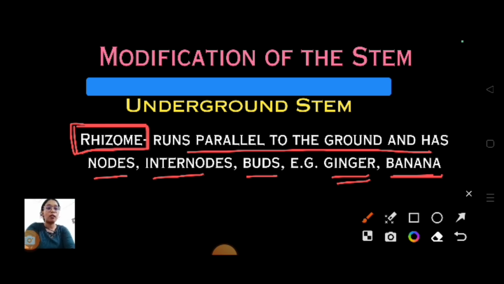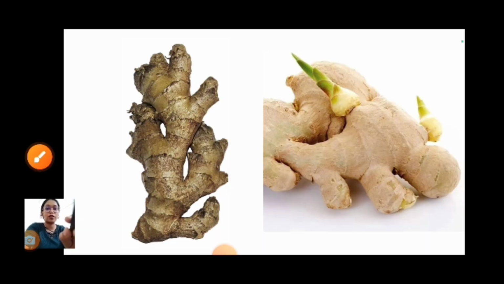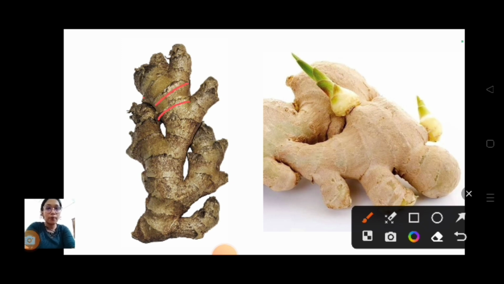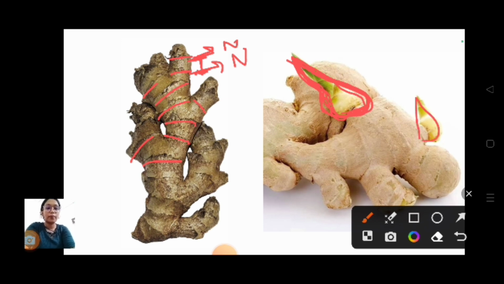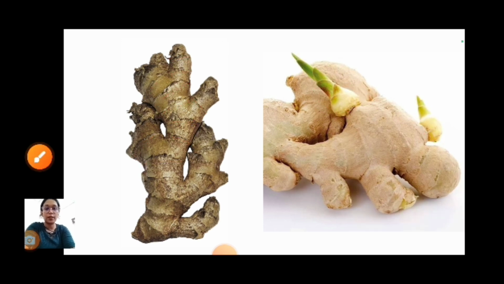So in case of ginger and banana, let's see a picture of a ginger. See this one, can you see? In case of ginger, this is the node, this is the node, and in between two different nodes there are internodes. See, a bud is coming out from the node itself. It will come out, bud, not shoot, bud, in case of ginger.